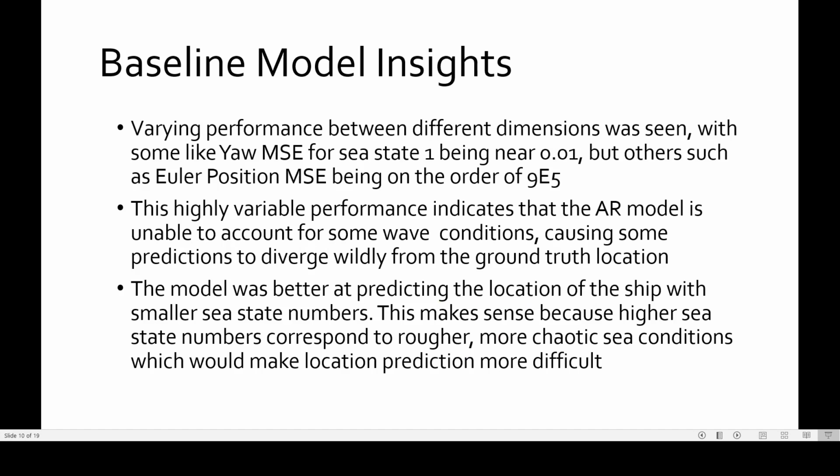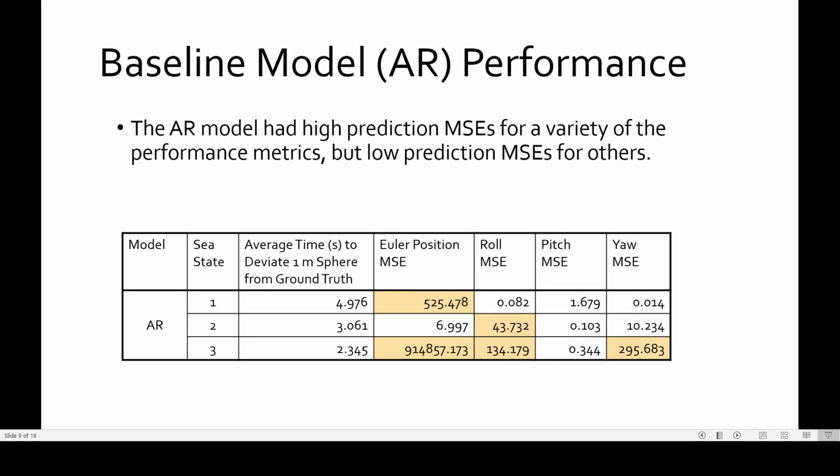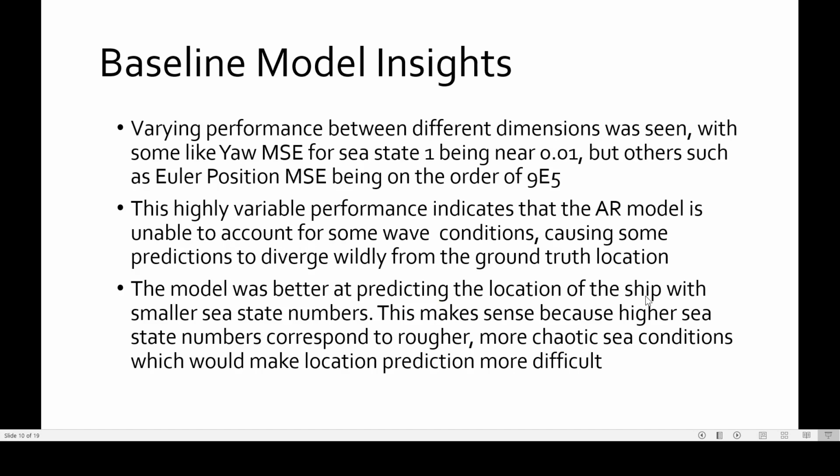So we can see the varying performance between the different dimensions, with the yaw MSE for C state 1 being near 0.01, right here, but others such as the Euler position MSE being on the order of 9 times 10 to the 5th, which is incredibly high. This highly variable performance indicates that the autoregression model is unable to account for some wave conditions, causing some predictions to diverge wildly from the ground truth location.